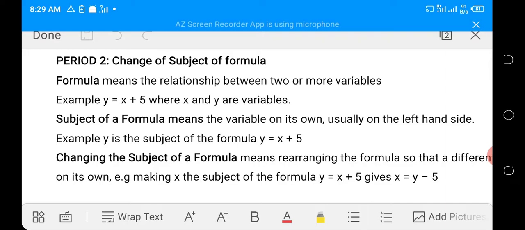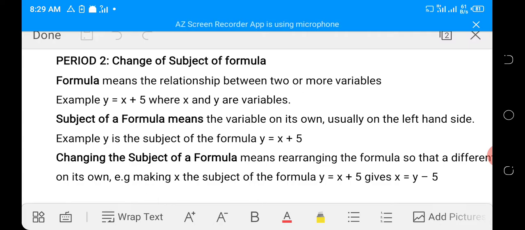Formula means the relationship between two or more variables. It's an expression which shows the relationship between two or more variables. For example, y is equal to x plus 5, where x and y are variables, is a formula that shows the relationship between x and y.